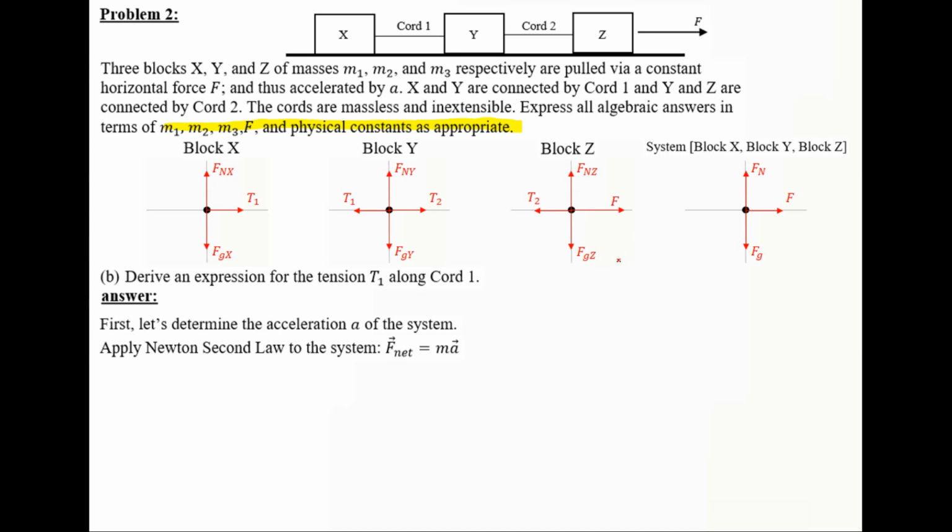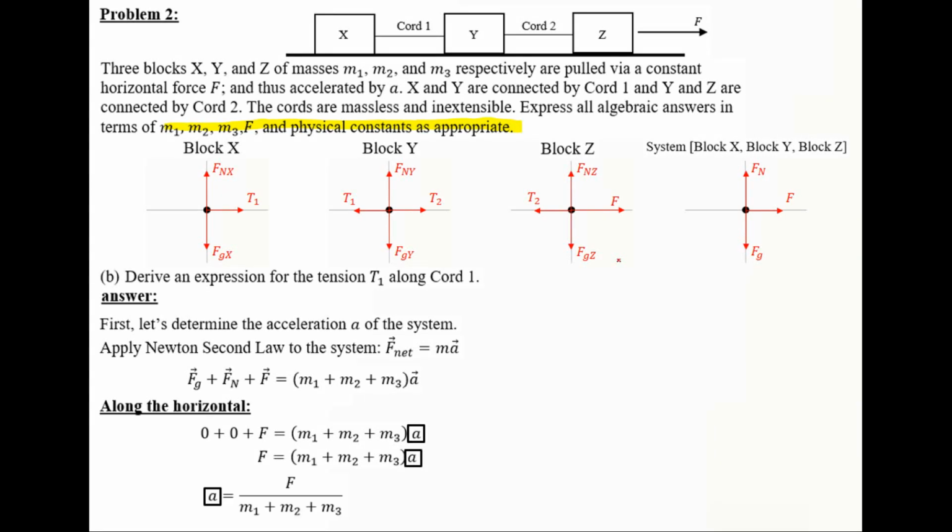Now let's apply Newton's second law. We have the pull of gravity, the normal push, F, and the total mass of the system multiplied by the acceleration. Along the horizontal, taking the right direction to be positive, we have 0 plus 0 plus F equals the total mass times the acceleration. Then the acceleration is given by the total force divided by the total mass.